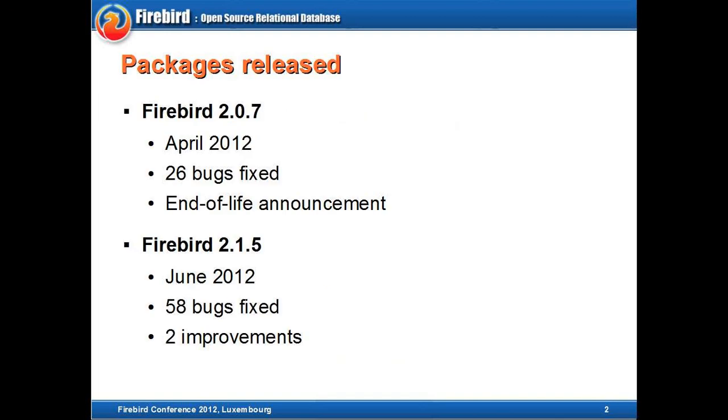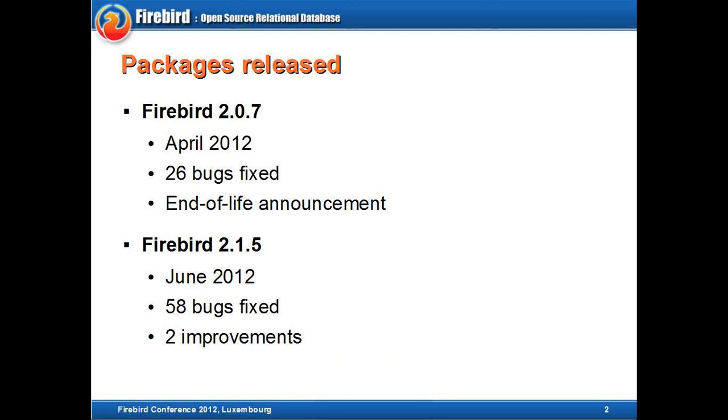First of all, let's start with the Firebird Development maintenance program. Point releases that are released to fix known bugs and sometimes introduce some improvements. As you know, I believe everybody here follows the Firebird development and Firebird releases. So you should know that there were two point releases announced this year. First of all, it was Firebird 2.0.7 and another one, Firebird 2.1.5.